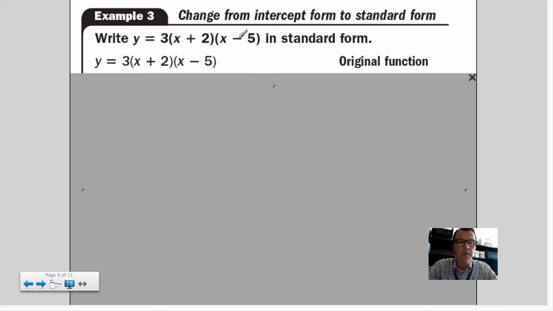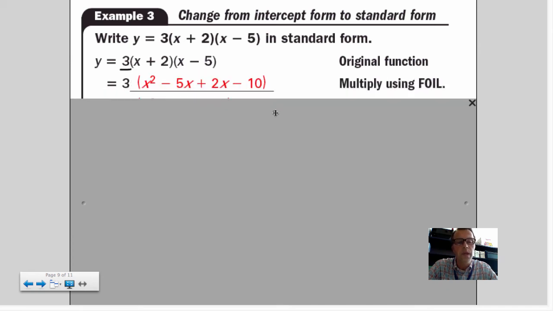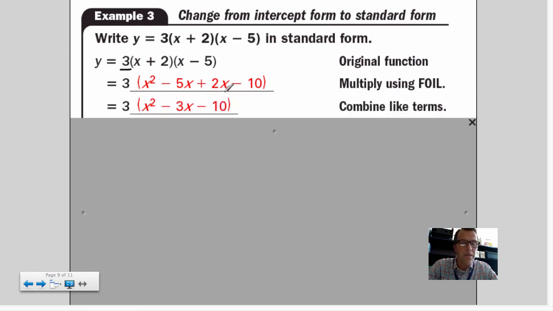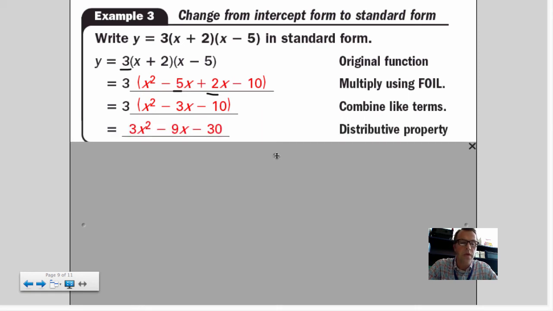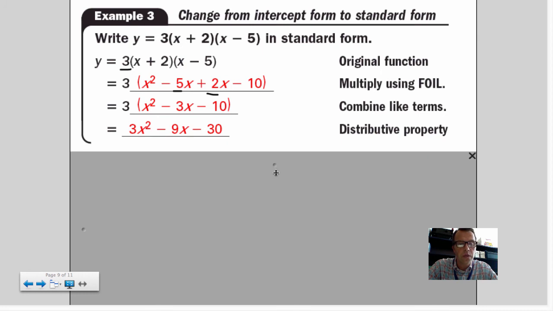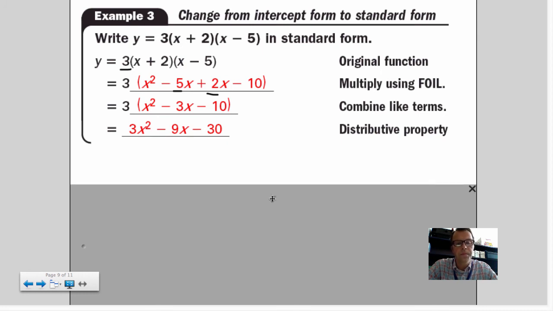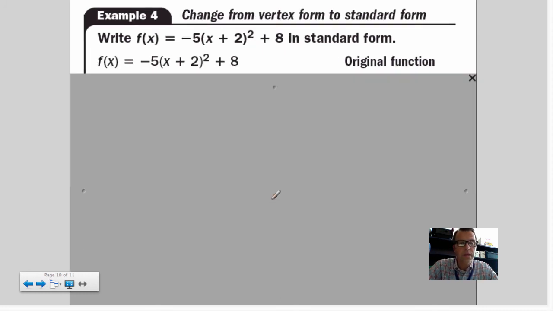This is in intercept form, and how do we expand that? Notice we have a 3 here, and I would leave that guy alone for a little bit. So first, let's expand the parentheses. So we FOILed, right? The next step would be to combine these 2 middle terms here. And finally, then I would distribute the 3. And you should get your final answer. And let's see, another example.